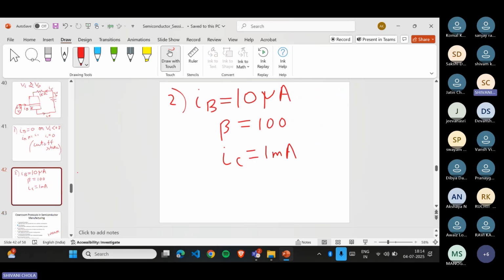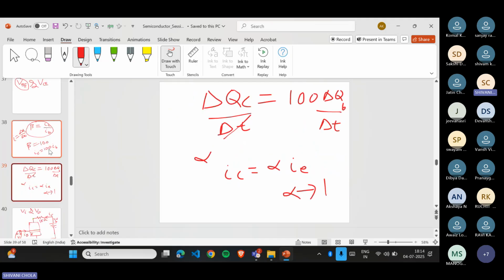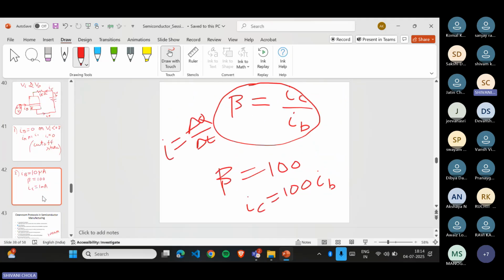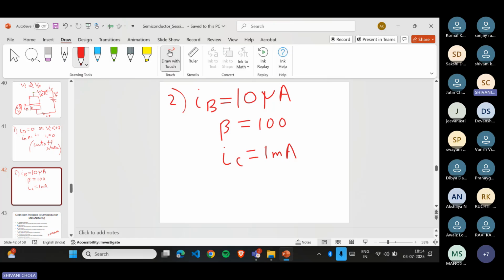So now I am saying, let's give some value to the current flowing through this base, and I call it, let's say, 10 microampere. So you have this relation, right? Beta equals IC upon IB. And I have also given you the value of beta. So you can calculate the value of IC, which equals beta times IB, right? Now, 10 microampere multiplied by 100, you will get 1000 microampere, which will be equal to 1 milliampere.